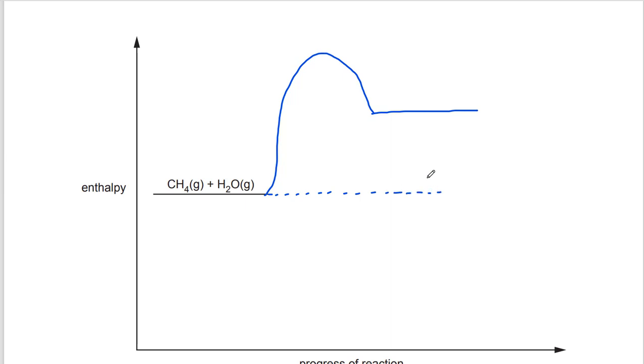Okay, just to be clear on this as well, we should obviously label our product line with 3H2 gas plus CO gas. Again, please make sure you label. You don't just write products. You're given the products. If you're not going to label it, you're just being lazy. Okay, you run the risk of losing marks.